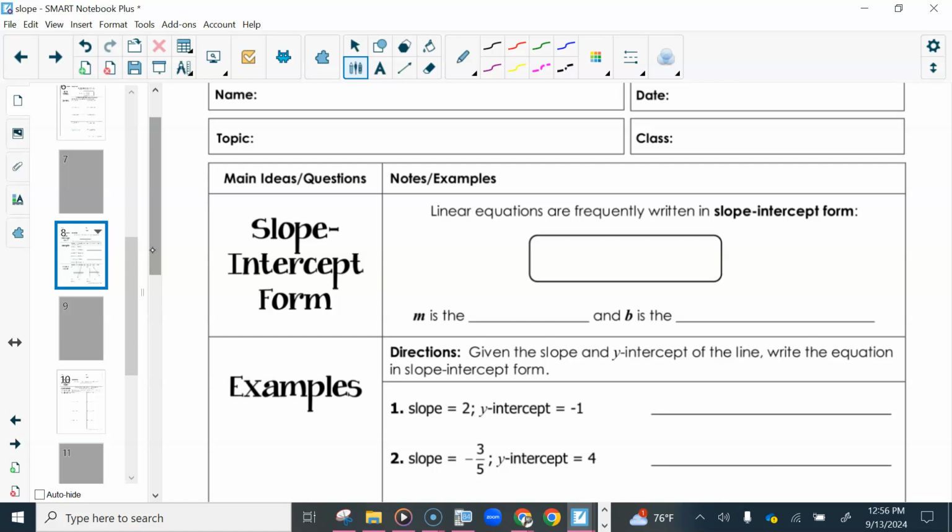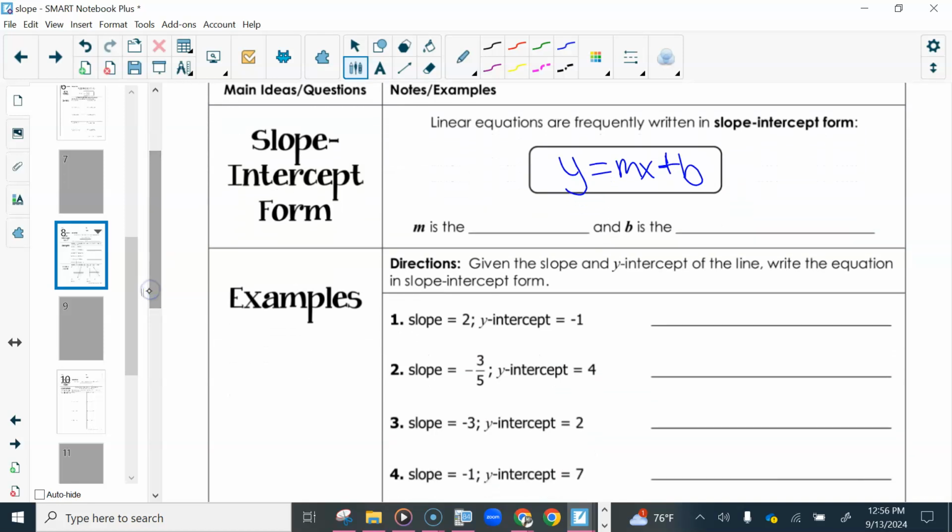Does anyone know what slope-intercept form is? What is it? Go ahead. There's an M in it. Y equals mx plus. There you go. Where M is the, we talked about this last class, slope. And the B is the y-intercept. Good.